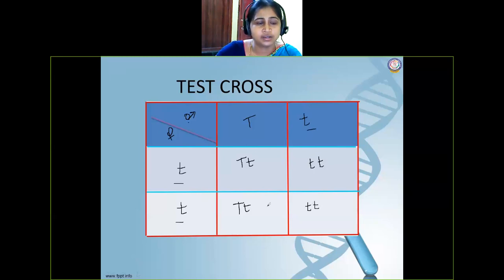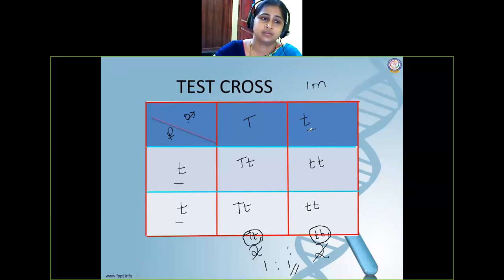The genotype here: 2 you are getting, and here also 2. Two of what? Capital T, small t, and two of small t, small t. I'm just writing the same thing here. The number: this 2 is to 2 is nothing but 1 is to 1. So this is the ratio. What is the test cross ratio? One mark question: name the test cross ratio. It is nothing but 1 is to 1.